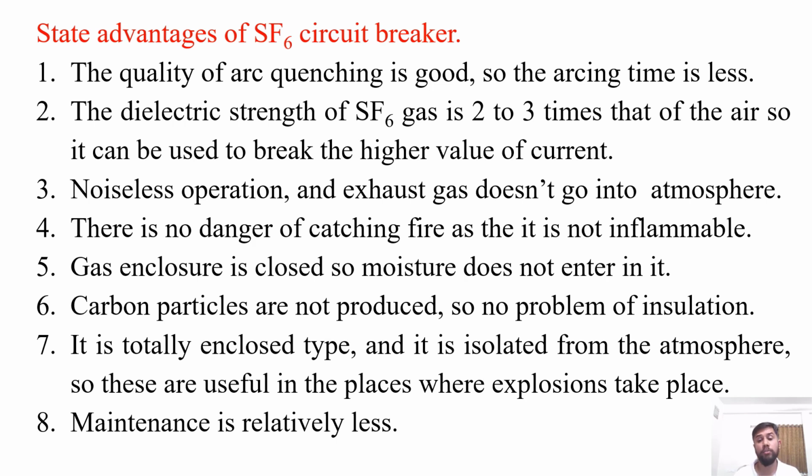The gas enclosure is closed, so moisture does not enter into it. Carbon particles are not produced, hence no problem of insulation and carbonization. It is totally enclosed type and isolated from the atmosphere, so these are useful in places where explosions take place. And the biggest advantage is maintenance is relatively less. So these are some advantages of SF6 type circuit breaker.